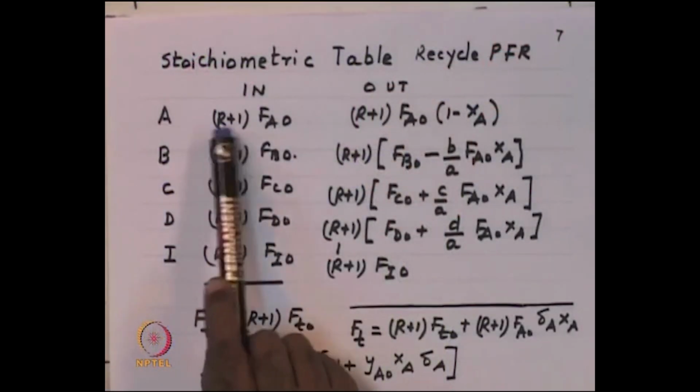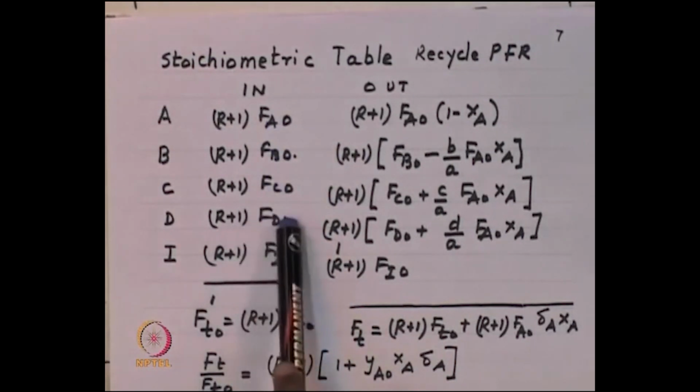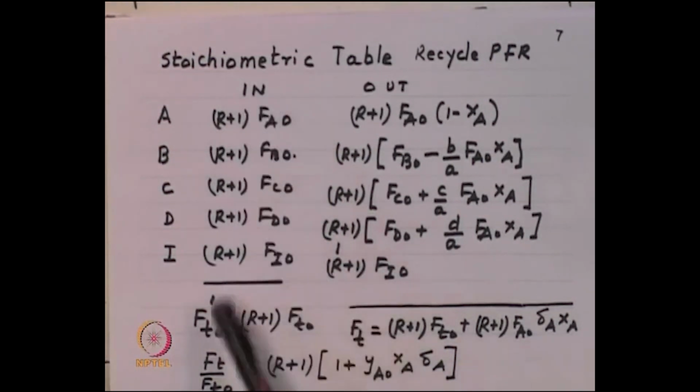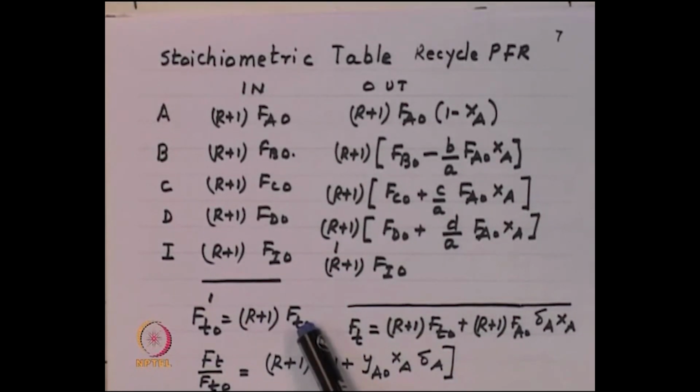Now that we have said that the basis for defining conversion is R plus 1 F A 0, we can write the stoichiometry. Just like we have written stoichiometry before, we can write stoichiometry again. That means, what comes into the process is R plus 1 F A 0, R plus 1 F B 0, R plus 1 F C 0, R plus 1 F D 0, R plus 1 F I 0. Therefore, the total is R plus 1 F T 0. When R is 0, it is same as what we had before.